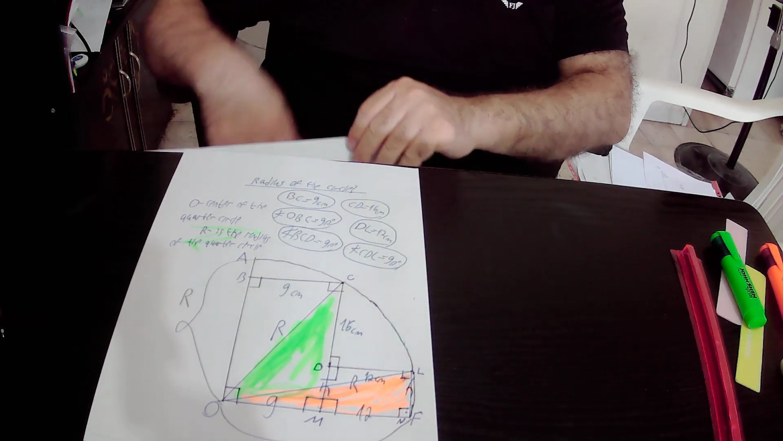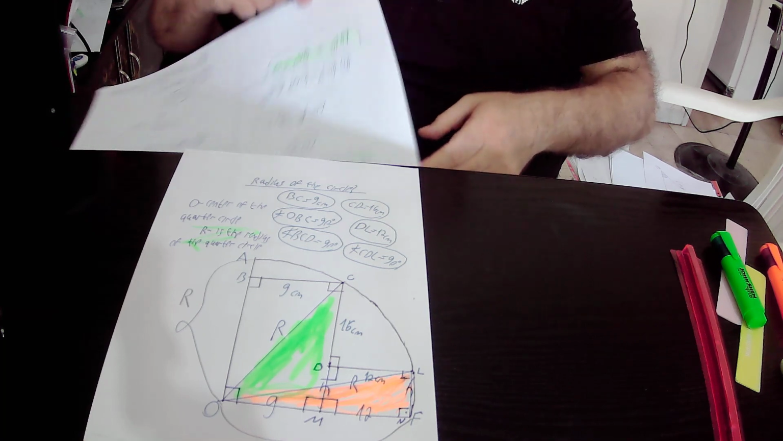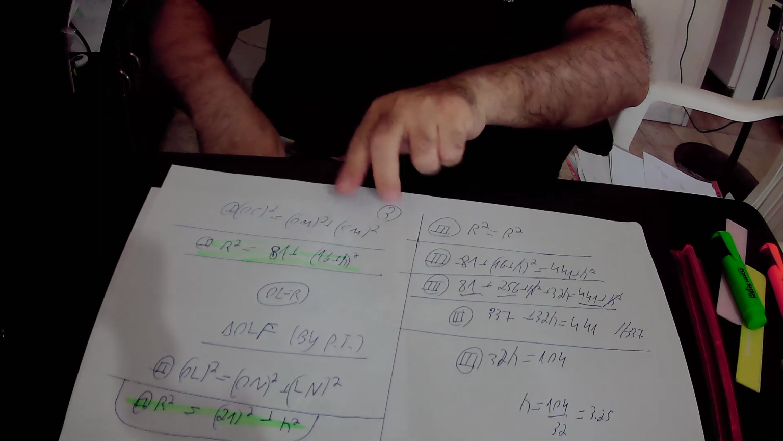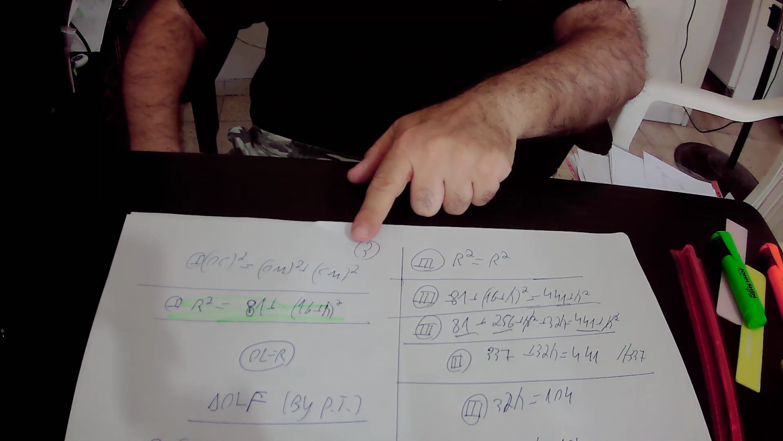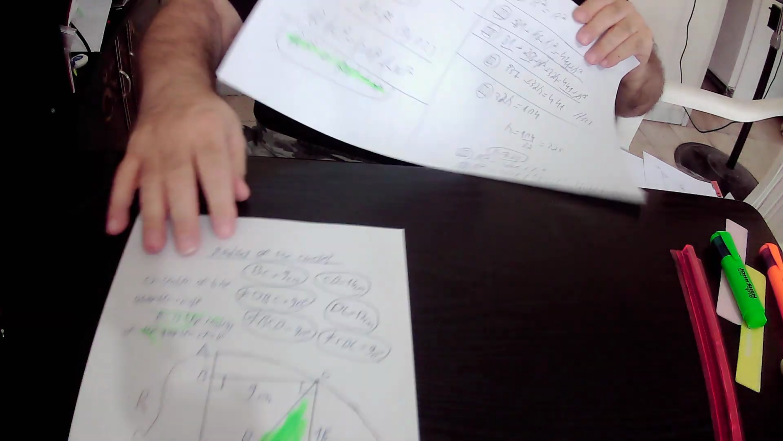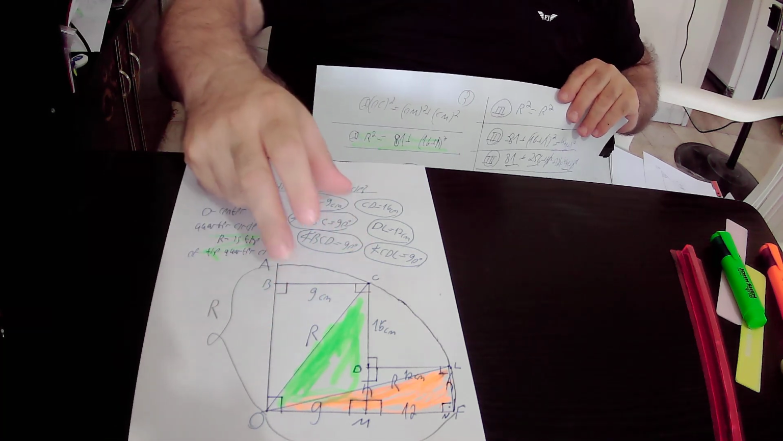Okay, so in the right triangle CMO, according to the Pythagoras theorem, the square of the hypotenuse equals the sum of the squares of the perpendiculars. That is to say, OC square equals OM square plus CM square. OM is the radius of the quarter circle, here OC is the radius of the quarter circle.